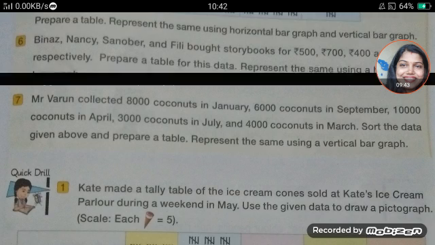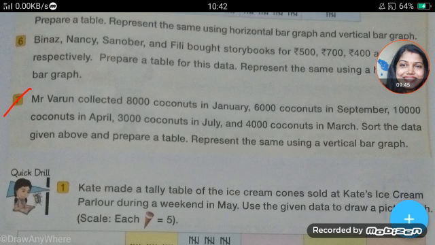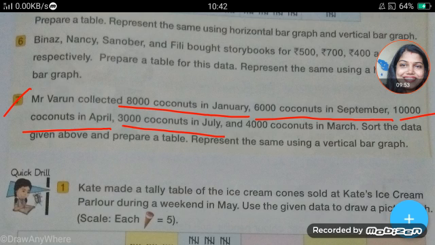So if you just see the next question, children, here, Mr. Varun collected 8,000 coconut in January, 6,000 coconut in September, and 10,000 coconut in April, and 3,000 coconut in July, and 4,000 coconut in March. Sort the data given above and prepare the tables using the vertical bar graph.